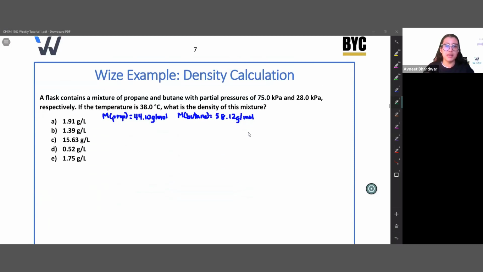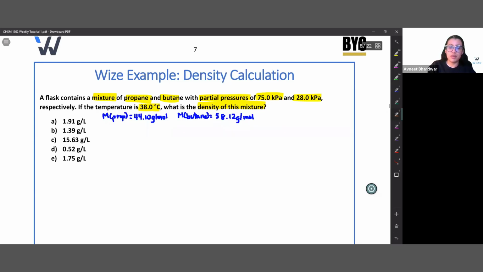So this one is another question. It's saying a flask contains a mixture of propane and butane, and it tells us their partial pressures: 75 kilopascals and 28 kilopascals. If the temperature is 38, what is the density of this mixture? Okay, so this is exactly what that student was asking. What's the density of this mixture? So how do we calculate this?